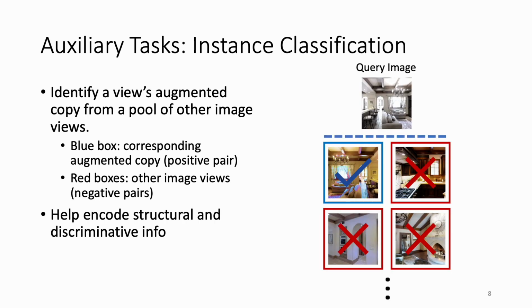A third auxiliary task, the instance classification, helps encode structural and discriminative information. The model is trained to identify a view's augmented copy from a pool of other image views. For example, on the right figure, the blue box is the corresponding augmented copy, or the positive pair, and the red boxes are the other image views, or the negative pairs.